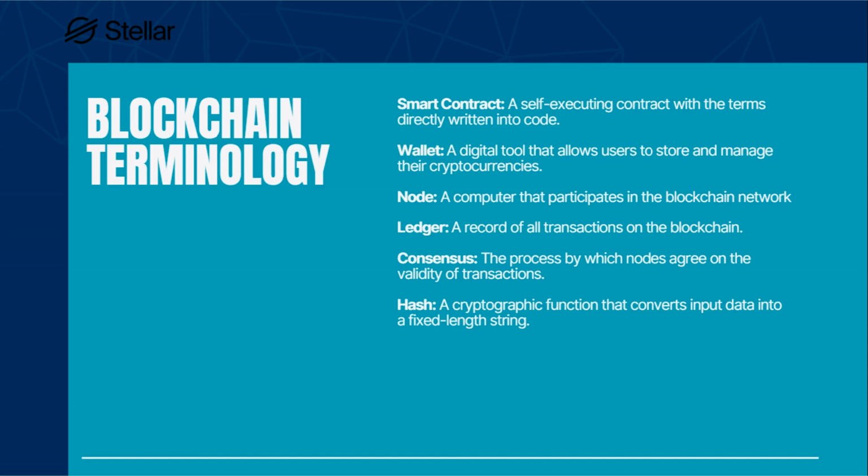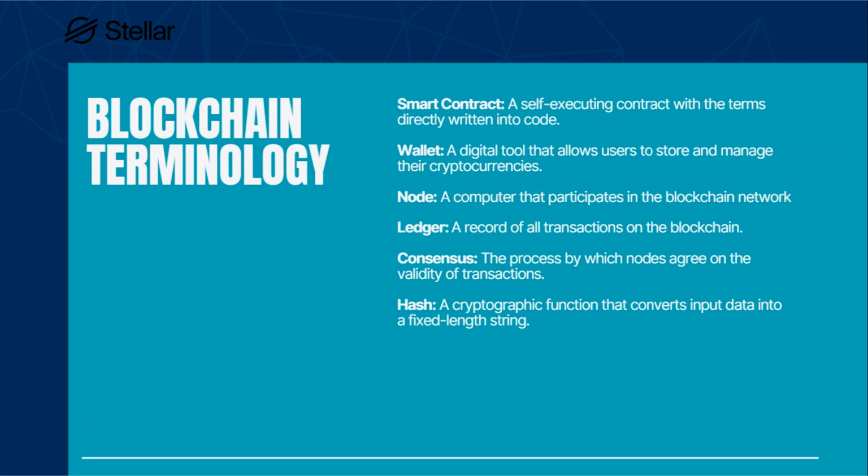Next, we have nodes. A node is a computer that participates in the blockchain network. Nodes store copies of the blockchain, validate transactions, and enforce network rules. The more nodes a blockchain has, the more secure and decentralized it becomes. Next, we have the ledger. A ledger is simply the full record of all transactions that ever occurred on the blockchain. Think of it as a global financial history book.